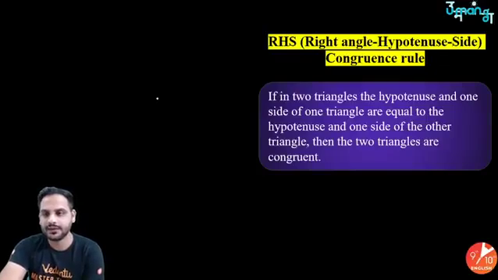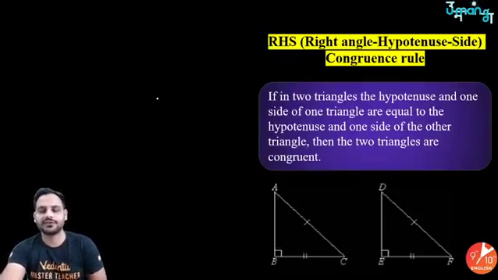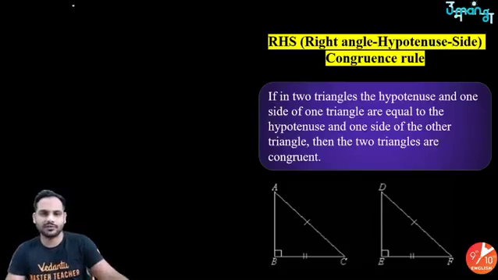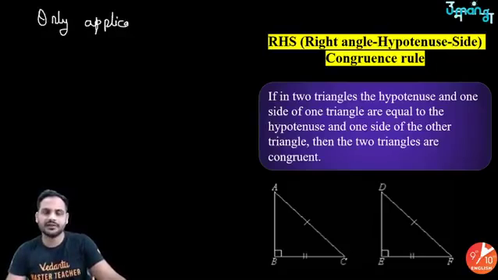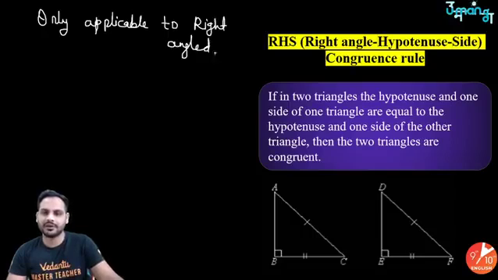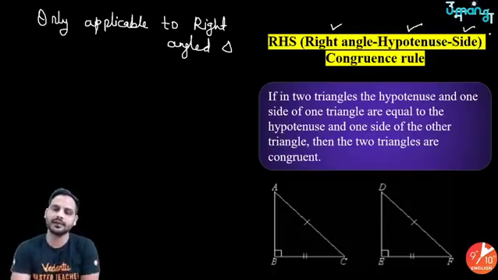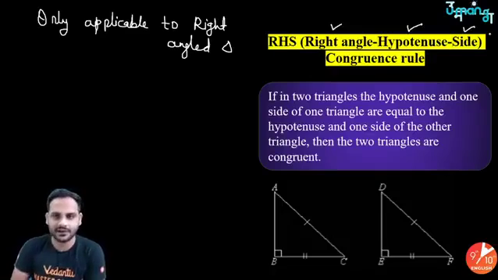Okay, now in the RHS criteria, what is your RHS criteria? If you will see, it's very easy. First thing, remember, it is only for right angle triangles. Out of all the criteria, it is the only criteria which is applicable to a particular triangle, a right angle triangle. That is the first thing which you need to remember. So it has to be a right angle triangle. So in a right angle triangle, in RHS, R stands for right angle, H stands for hypotenuse, and S stands for side. So any of the sides it will be applicable.